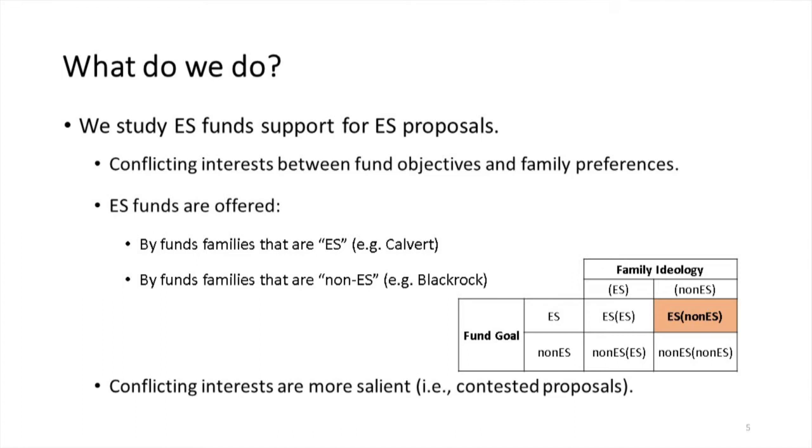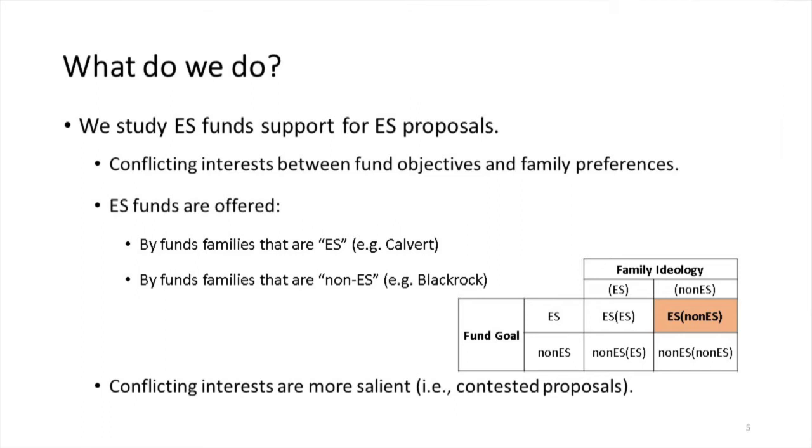So, what do we do? As I said before, we are going to study ES fund support for environmental and social proposals. But in particular, we are going to focus on these mutual funds that probably have a conflict of interest with the other funds that are not supposed to be ES. What do we mean? We all know that some families have been traditionally in the business of ES, like Calvert, Domini, and some others. But some other families are more in the money-conscious spectrum, and the typical BlackRock, Vanguard, Fidelity. It is not clear whether they are ES or not, right? Actually, we will show you that they are not as ES as they claim to be.